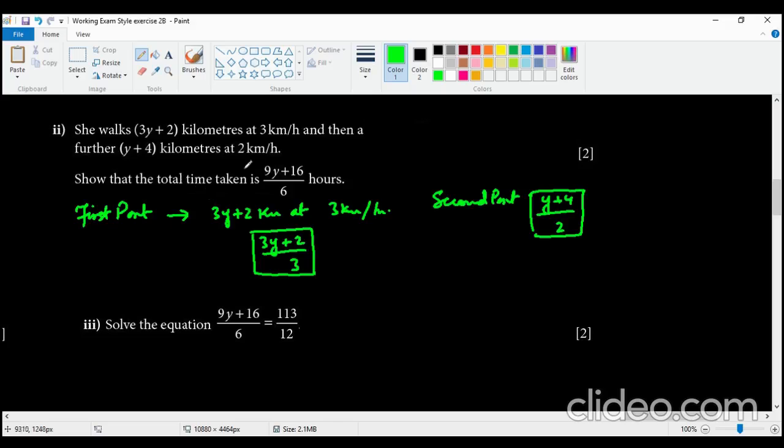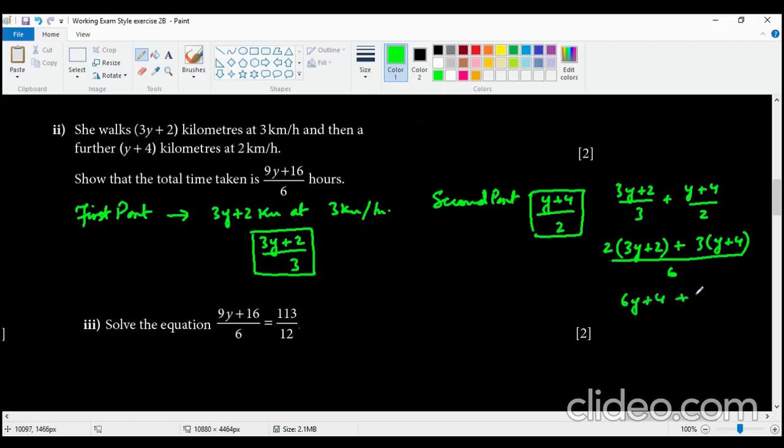Now, to find the total time, we are going to add these two: 3y plus 2 over 3 plus y plus 4 over 2. Whenever there's a fraction, we multiply by an LCM, or we can cross multiply. So 3y plus 2 is multiplied by 2 and y plus 4 is multiplied by 3, and down below as a denominator we will write 6. So this gives us 6y plus 4 and 3y plus 12 over 6.